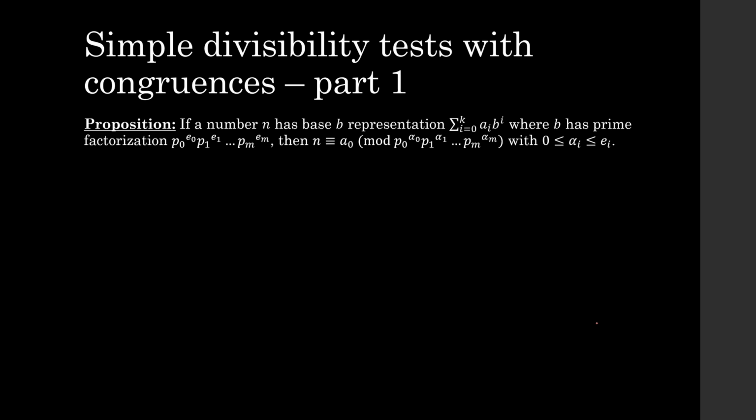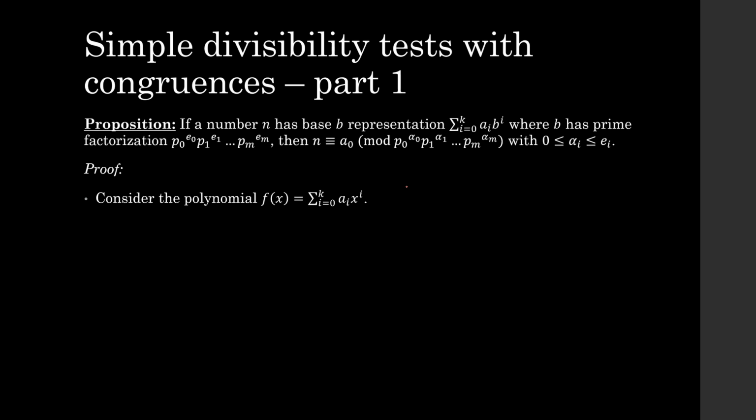Let's say that b has a prime factorization p_0^e_0, p_1^e_1, all the way times p_m^e_m. Then we're going to claim that n is congruent to a_0, which is just the first digit, mod p_0^alpha_0 p_1^alpha_1 times p_m^alpha_m, where any alpha_i is between 0 and e_i. So basically, if I take any factor of b, then n is congruent to a_0 mod that factor.